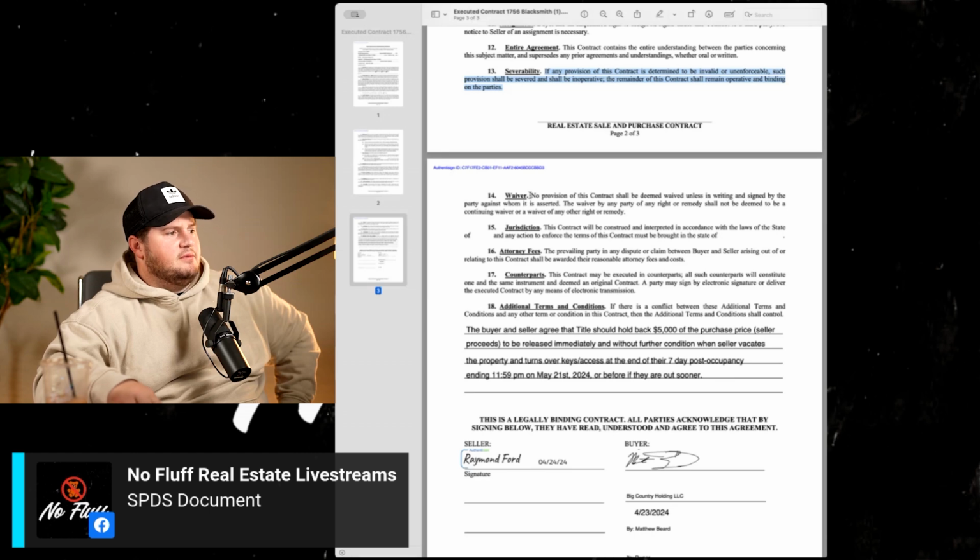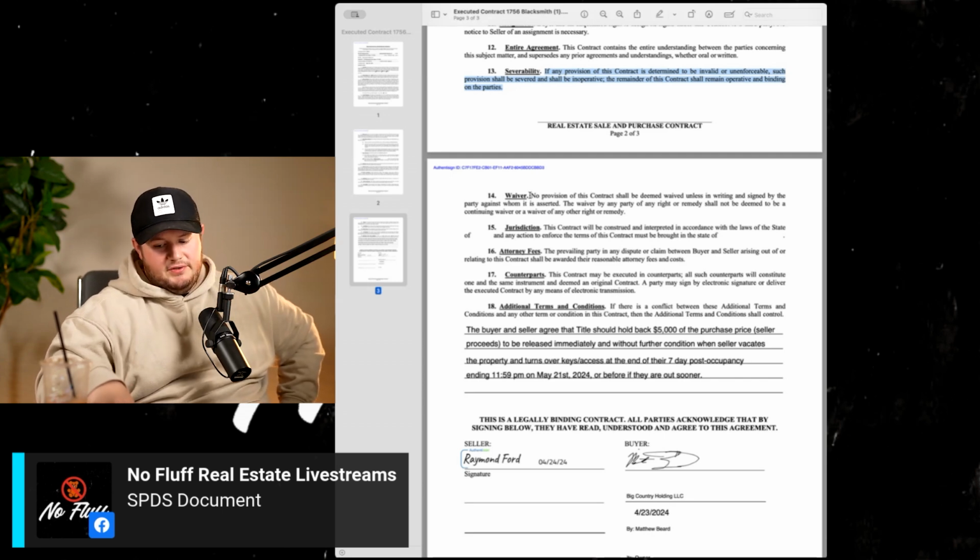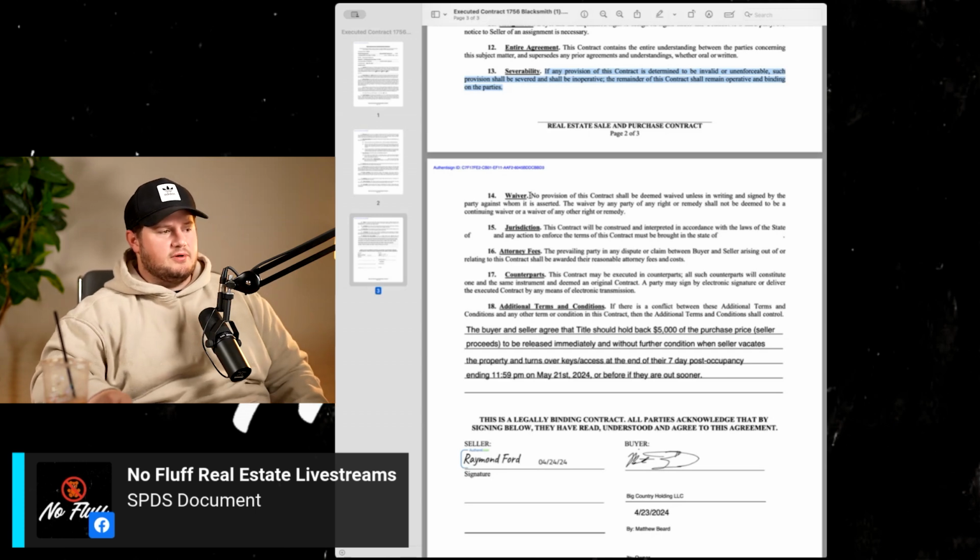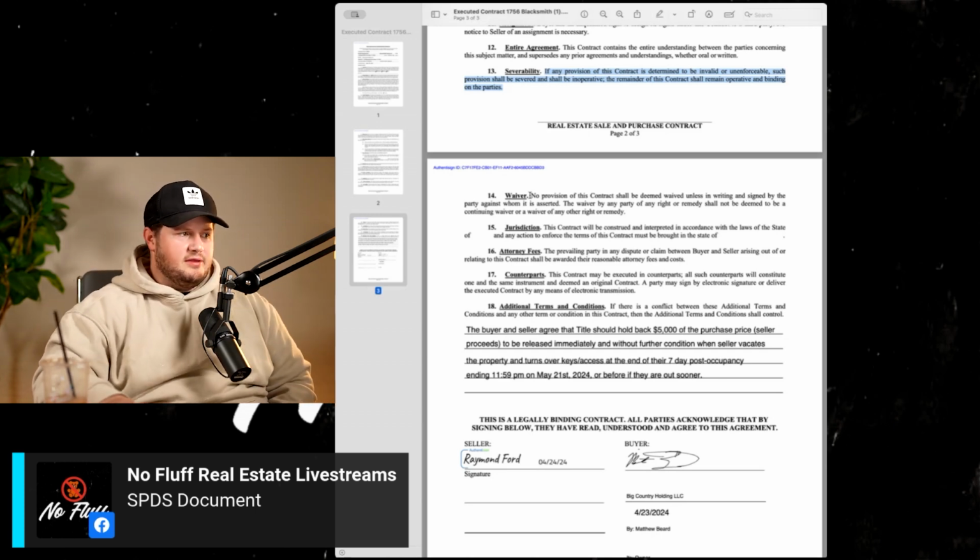Attorney fees, the prevailing party in any dispute or claim between buyer and seller arising out of or relating to this contract shall be awarded their reasonable attorney fees and costs. So if anyone needs to get an attorney to enforce this contract to get this done, then the person who is non-compliant will have to pay those fees.